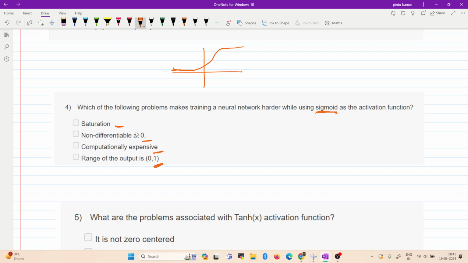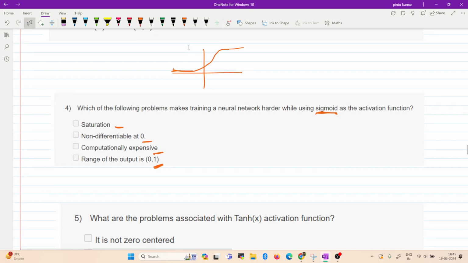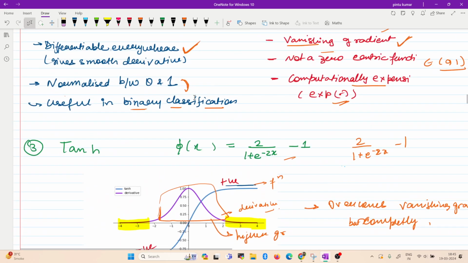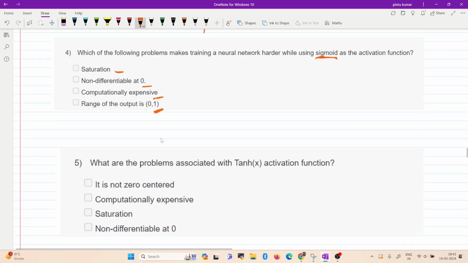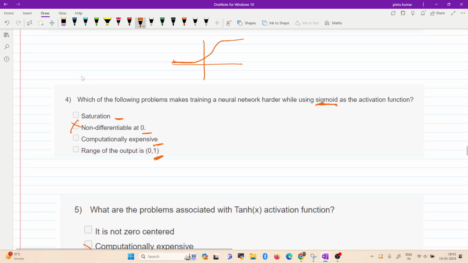Okay. So B, non-differentiable at 0, is not correct, because if you look at this sigmoid function, it is very much differentiable at 0. So the non-differentiable option is ruled out. Saturation is correct because in this region the function value is getting saturated, and in this region as well. This is computationally expensive because you involve an exponential. Range of output is again 0 to 1. This is also true. So three options are correct, one is incorrect.